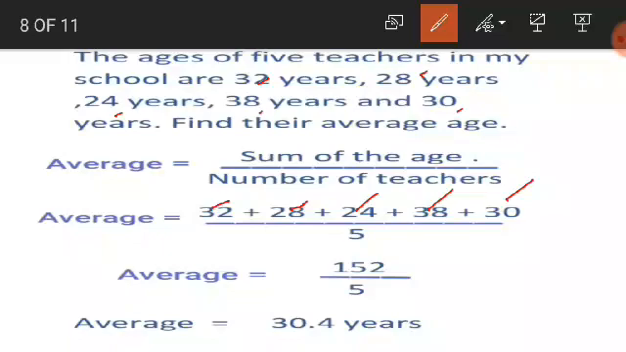Now when we add all the numbers, we get 152 and it is divided by 5. When we divide it, we get 30.4 as the average of age of teachers.